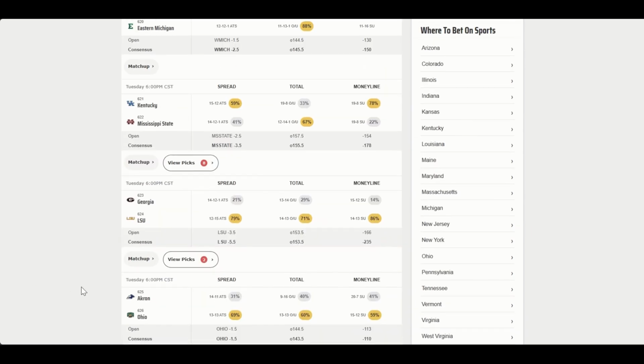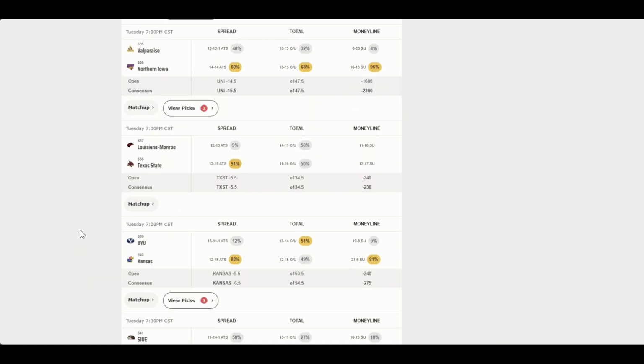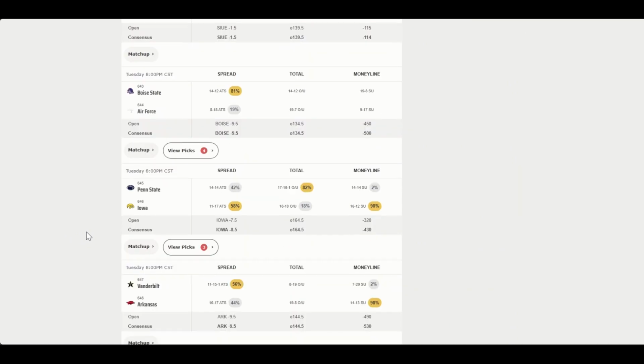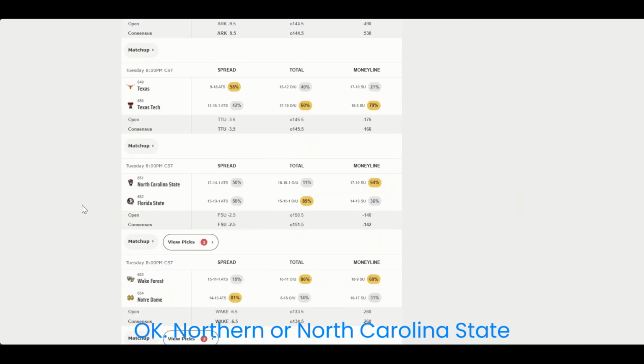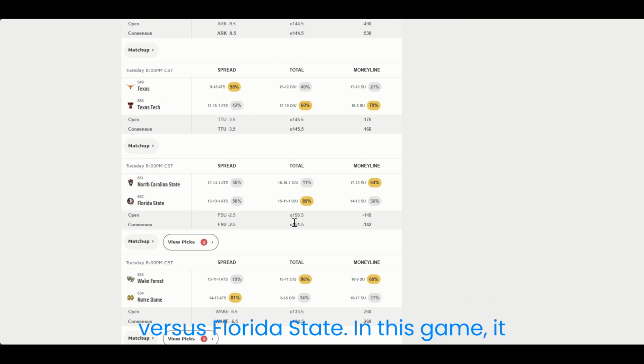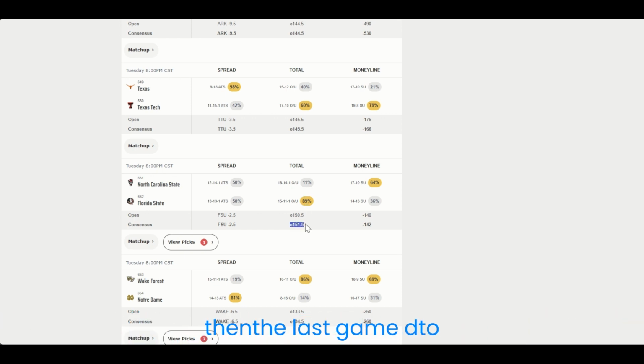There's a few more games, but there's just so many listed out here, so it might take me a second to find. Let me see. Okay, North Carolina State versus Florida State. In this game, it opened up at over/under 150.5, and then 89% of the public bettors chose the under, and then the line moved up to 151.5, making the under look more appealing. So the sharps have money on the over, so I would go with the over.